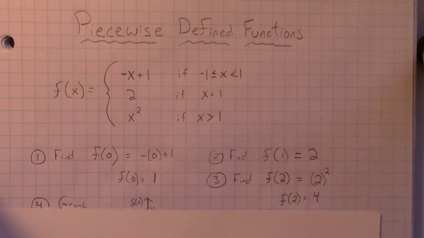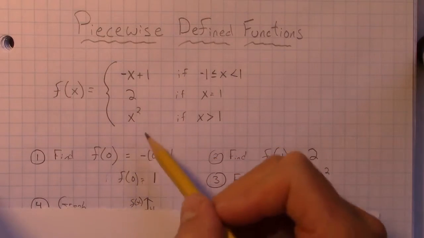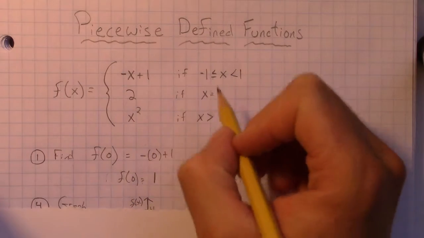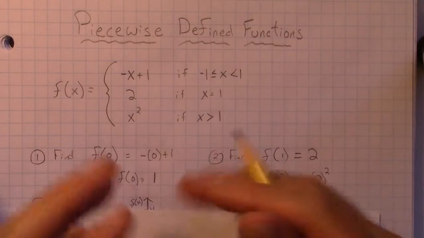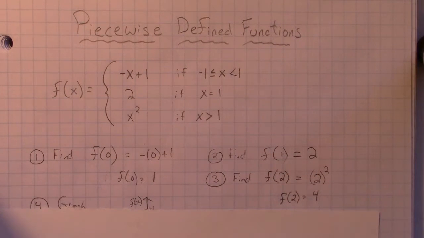All right, kind of straightforward. Don't make the mistake of plugging this 0 in for each one. That wouldn't work. You have to figure out which piece it fits into. There are certain constraints, and it depends on what the x value is.